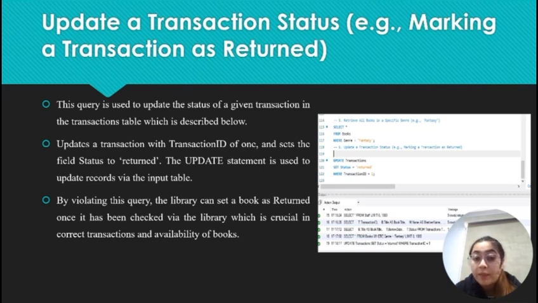It uses the update statement to change the status field to returned for the transactions where the transaction ID equals 1. Furthermore, this process helps the library staff to keep accurate records of the books which they have given to someone or which have been returned, ensuring correct transaction tracking and book availability for the other members, avoiding any hustle and bustle type of situation.